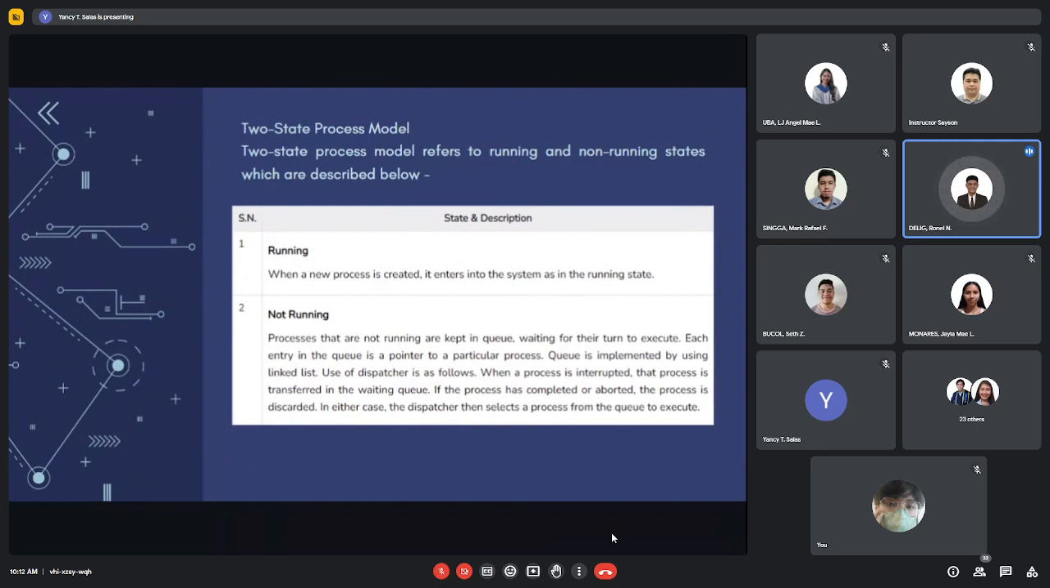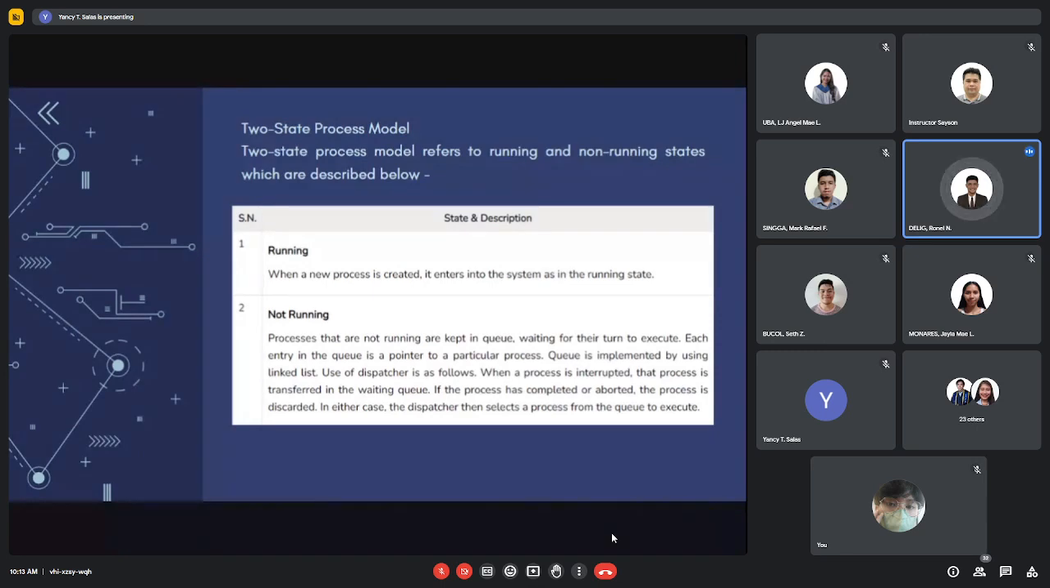Second is the not running. Processes that are not running are kept in queue, waiting for their turn to execute. Each entry in the queue is a pointer to a particular process. Queue is implemented by using linked list. Use of the dispatcher is as follows. When a process is interrupted, the process is transferred to a waiting queue. If the process is completed or aborted, the process is discarded. In either case, the dispatcher then selects a process from the queue to execute.